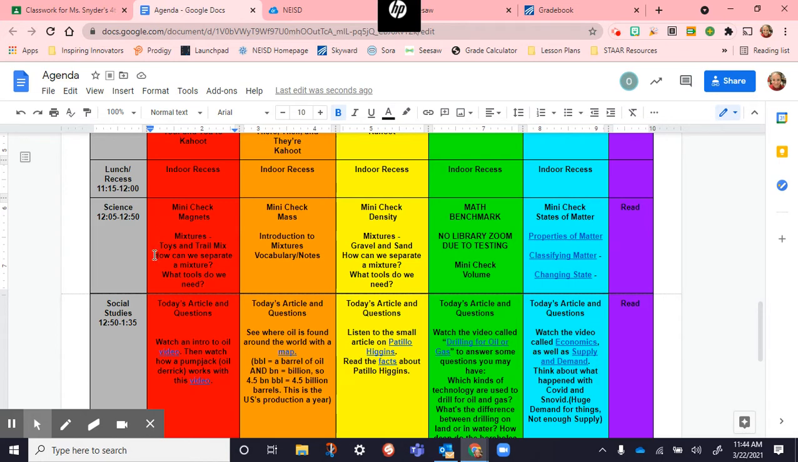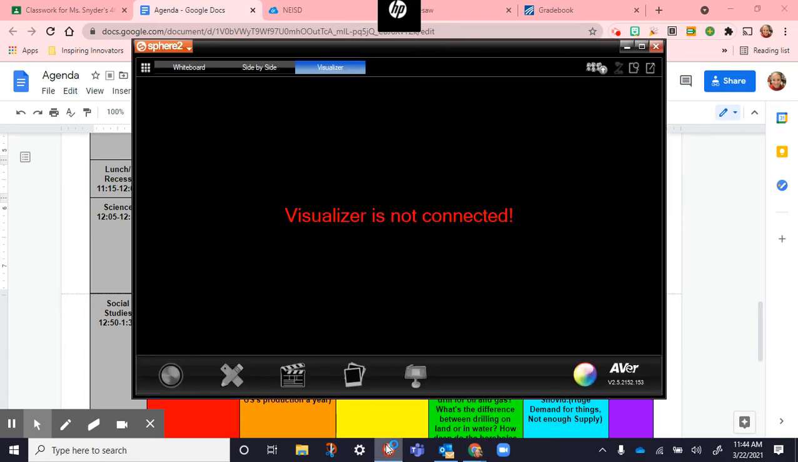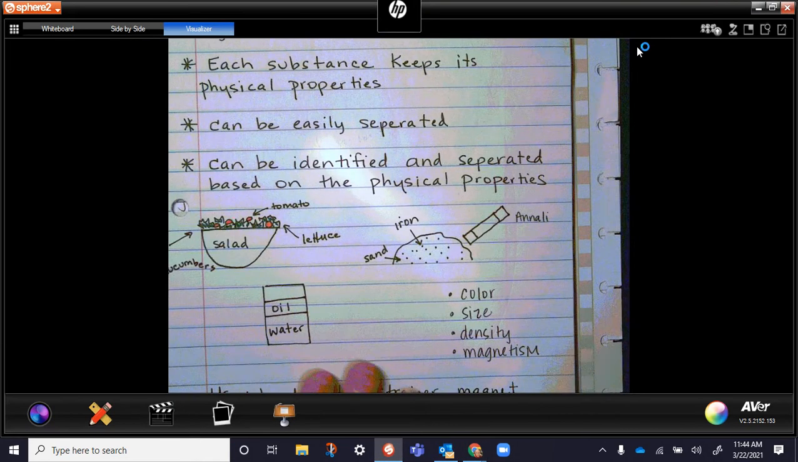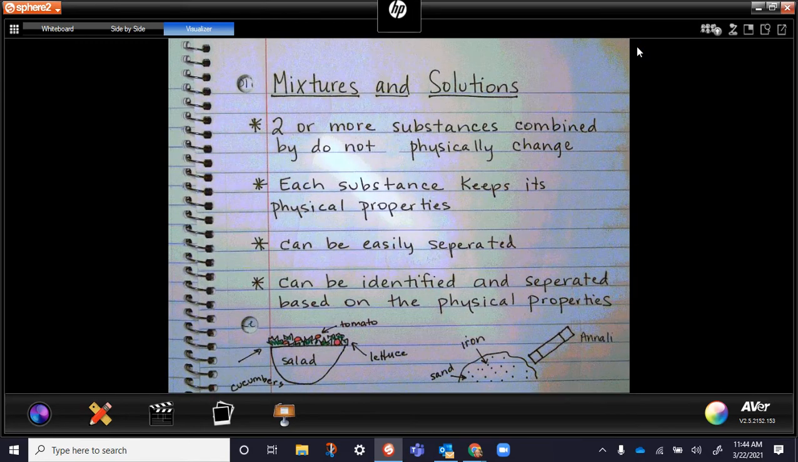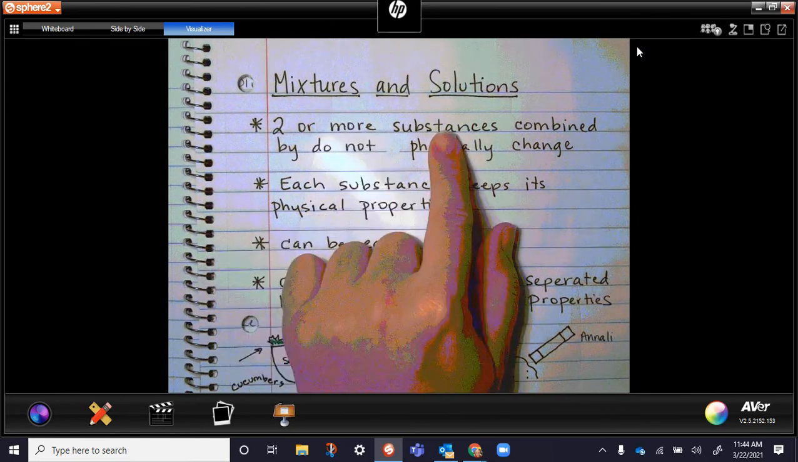All right, in science today, we're going to do a mini check on magnets, and then we're going to talk about how we can separate a mixture. And if you'll get out your science notebook, we're going to take some notes. So you can title it Mixtures and Solutions.